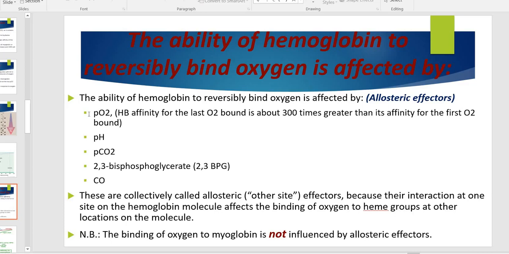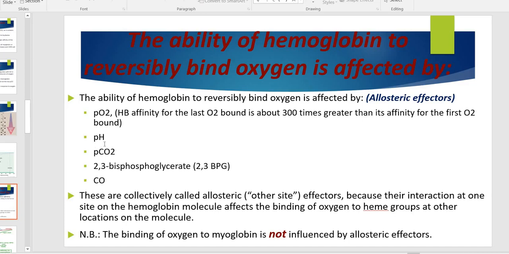And there is positive cooperativity. Again, the meaning of positive cooperativity is that binding of one molecule of oxygen to one heme group in the hemoglobin molecule will increase the affinity of the other heme groups in the same molecule to bind with oxygen. So the last oxygen bound has about 300 times greater affinity than the first oxygen bound.